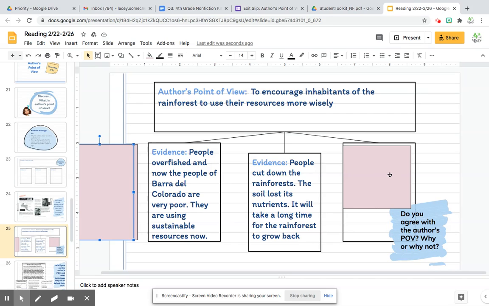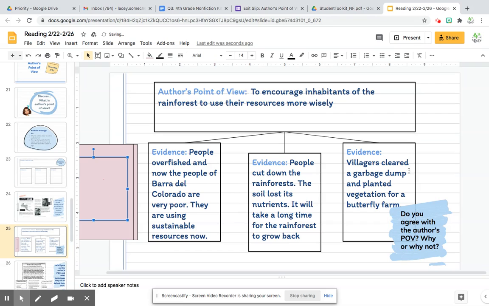Now, what about the last part here? Especially when we get to talk more about the children. What were they doing? Let's see. Remember the villagers cleared a garbage dump and planted vegetation for a butterfly farm. So they were trying to encourage people to bring the butterflies back, because if we have a healthier environment, then the butterflies are going to be there and help out just that community and all.